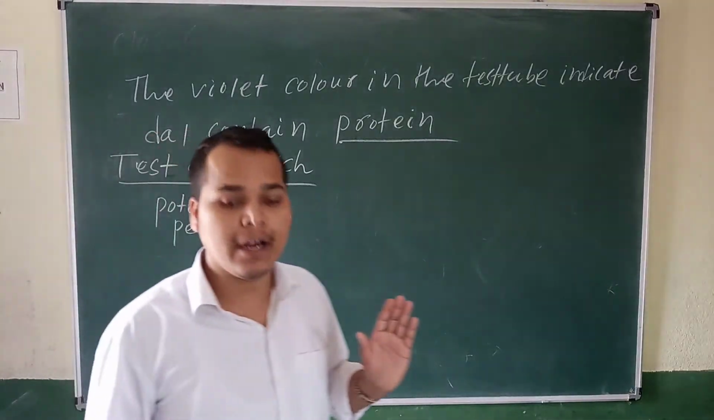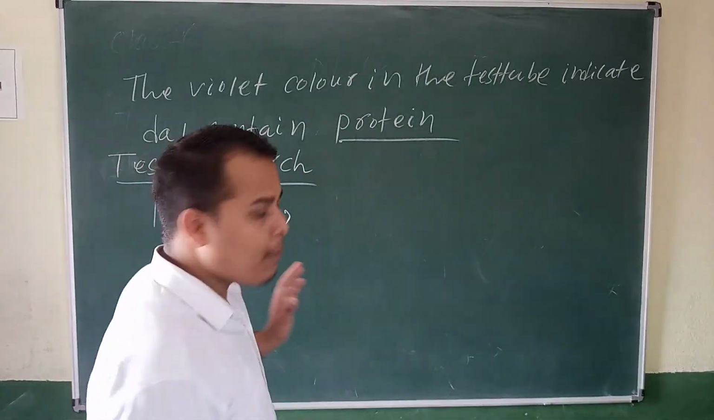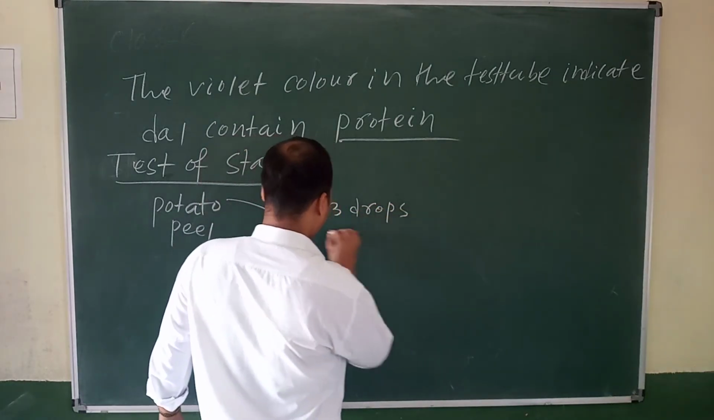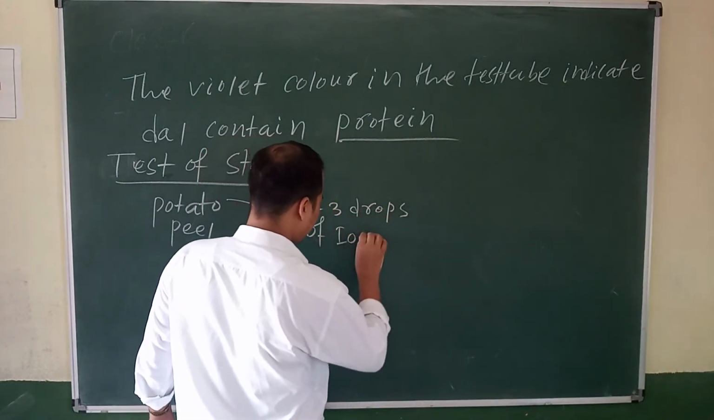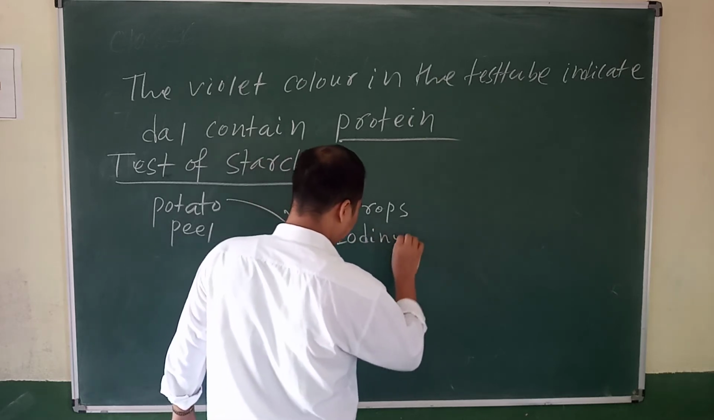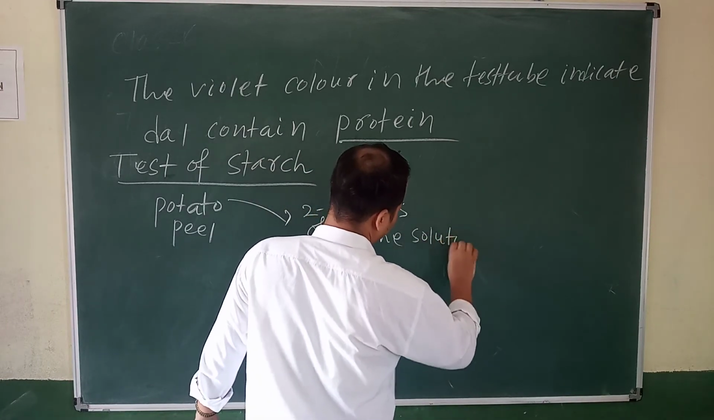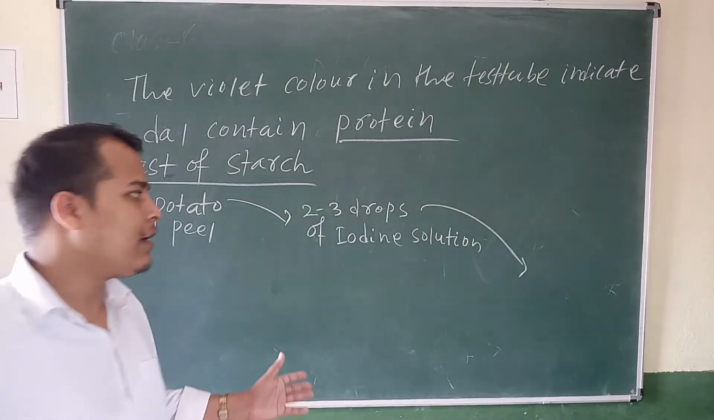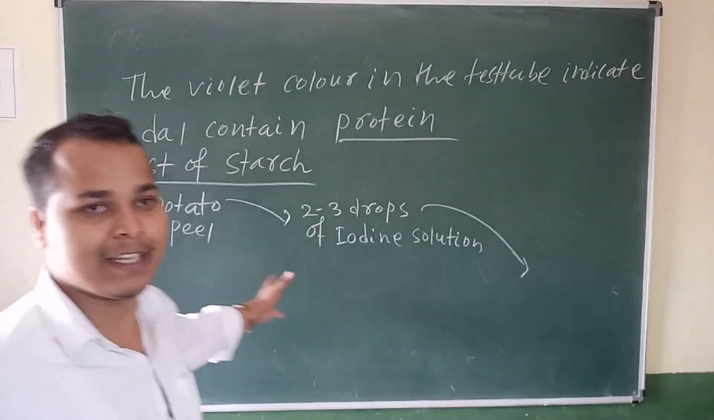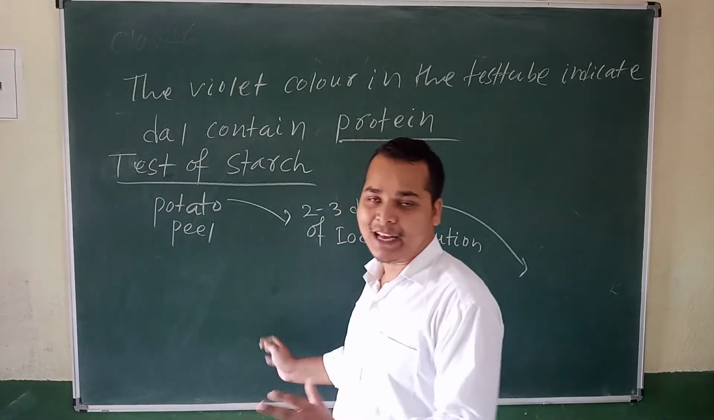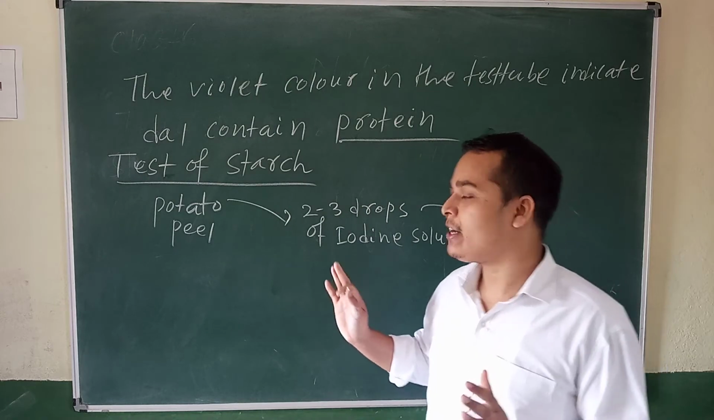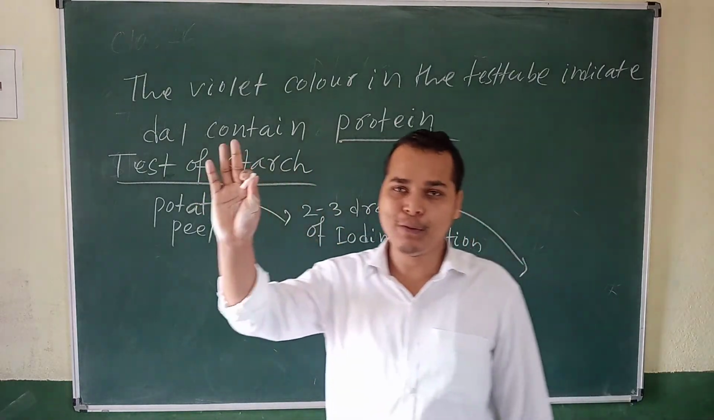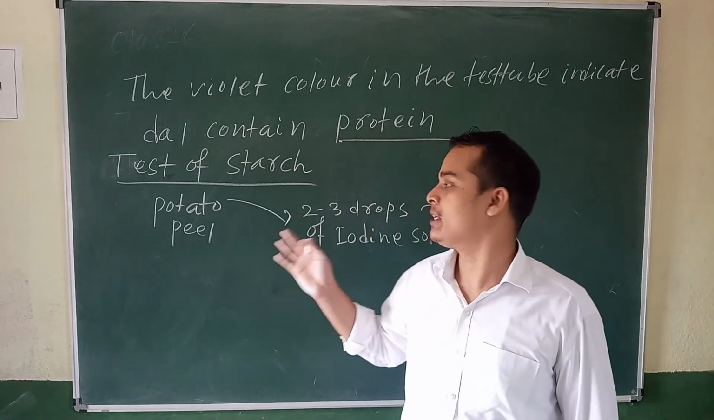So then after that what to do? 2 to 3 drops of iodine solution. Iodine solution. So these are available in your lab. Okay, so that's why I am saying that this experiment is not possible in online classes. We can conduct this experiment in the science lab. Okay, don't worry, when your school is open, I will arrange and conduct this experiment.